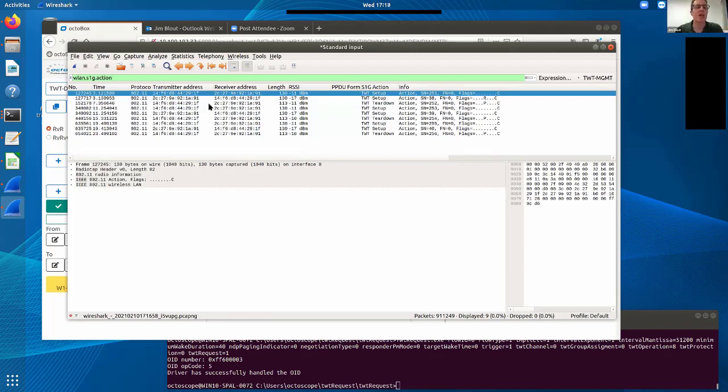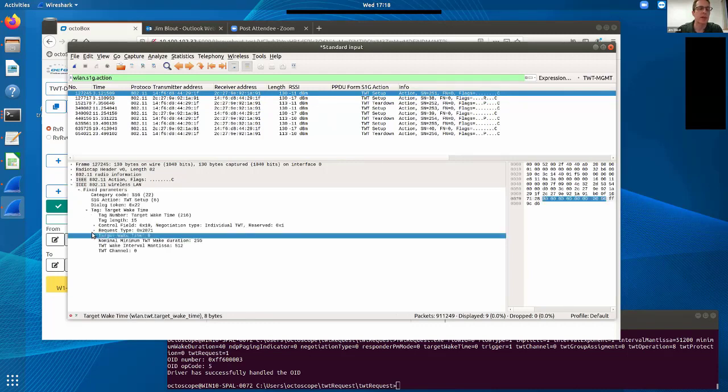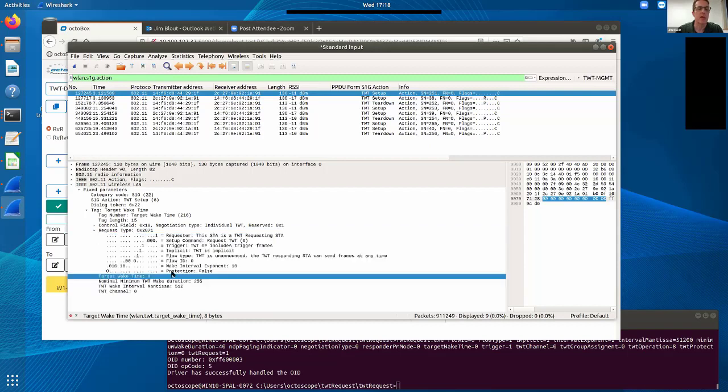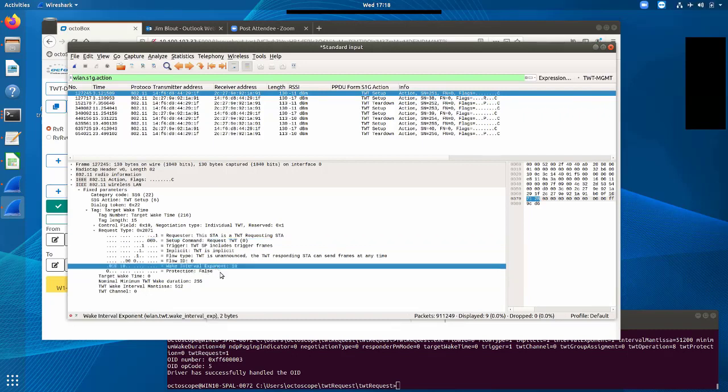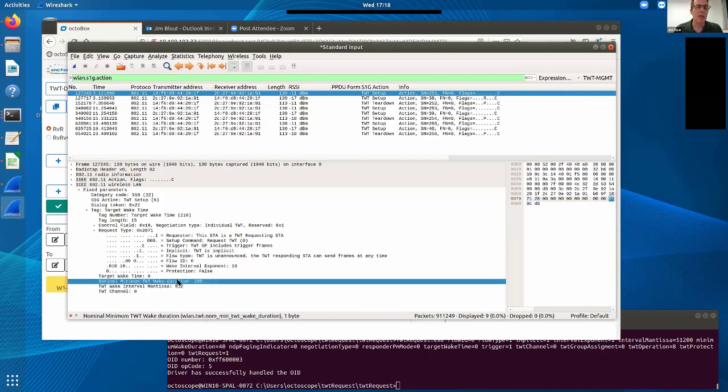Okay, so we can see now that the first packet is the setup issued from the client. Let me expand these a little bit and we can see some of the parameters that were in there. So we can see that this one came out as a request. Some of the parameters we were talking about: the wake interval exponent was 10, the mantissa was 512, and the wake duration was 255. We'll dig in a little deeper and see how those affect the traffic pattern.